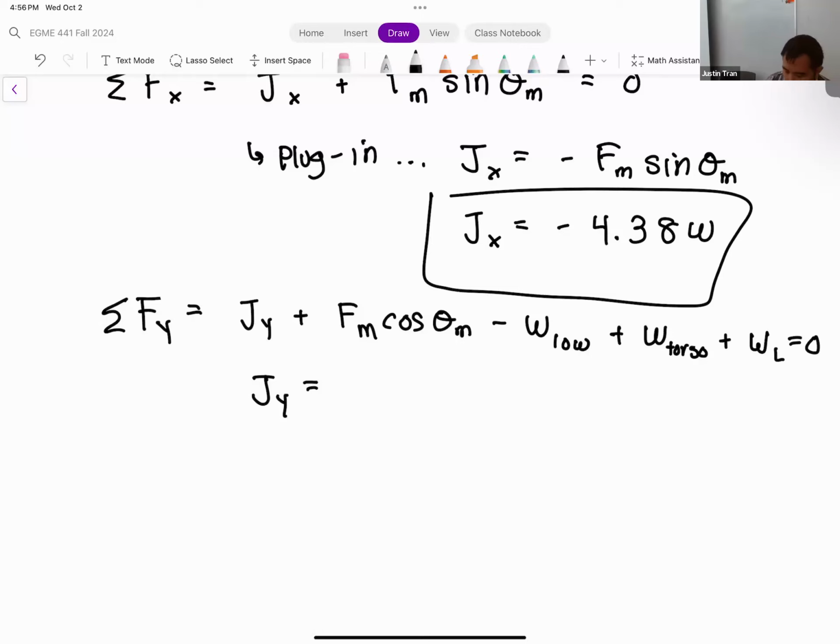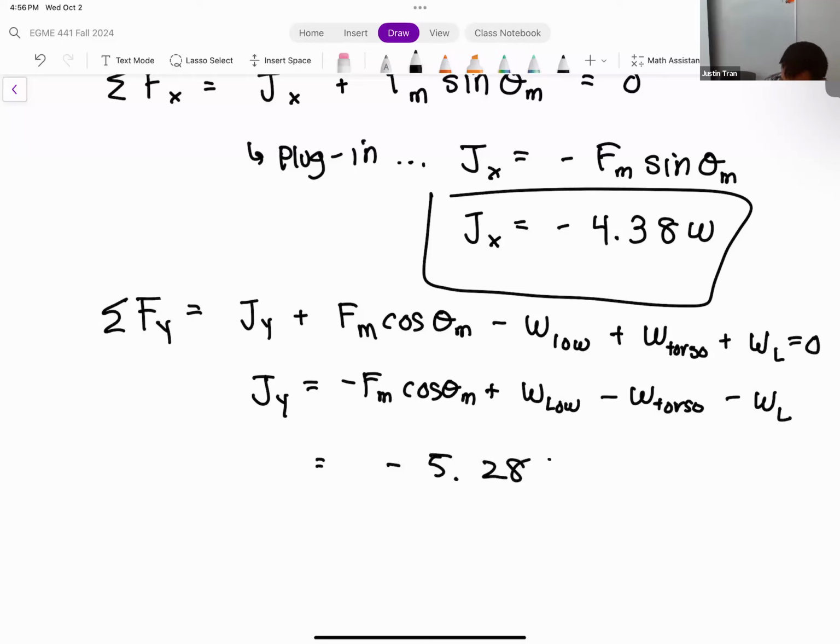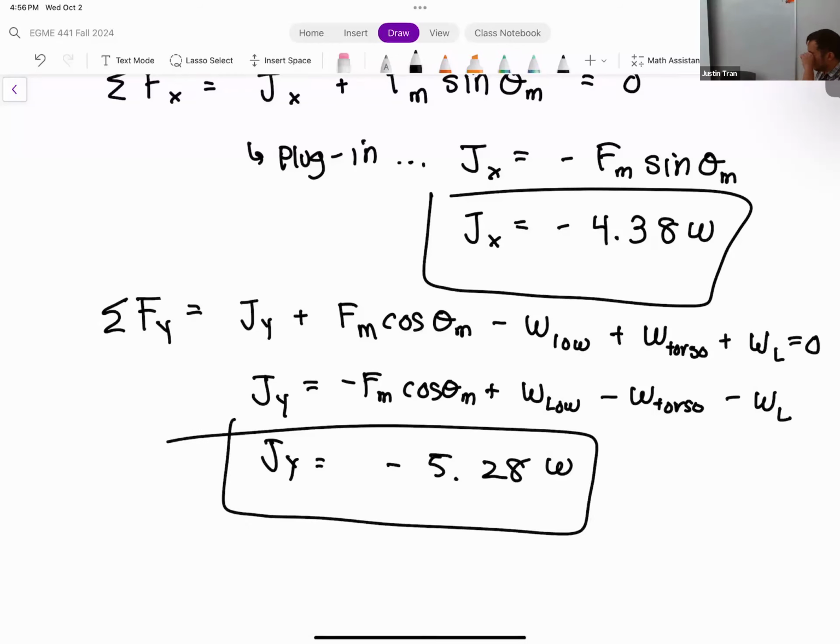If we move everything to the other side of the equation, we have minus Fm cosine theta m plus W low minus W torso minus WL. We plug in all the numbers for that, we get minus 5.28 W. All right, so once again, we get a negative result. The negative result just means that our direction for Jy is the opposite.